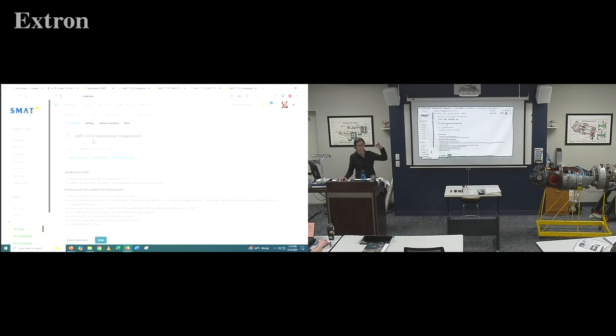So this is the practical. This is where we're going to start doing our group rotation. I have it posted back there. In a minute we'll figure out what exactly groups are going to go today. But this is the compressor inspection on the Allison engines.